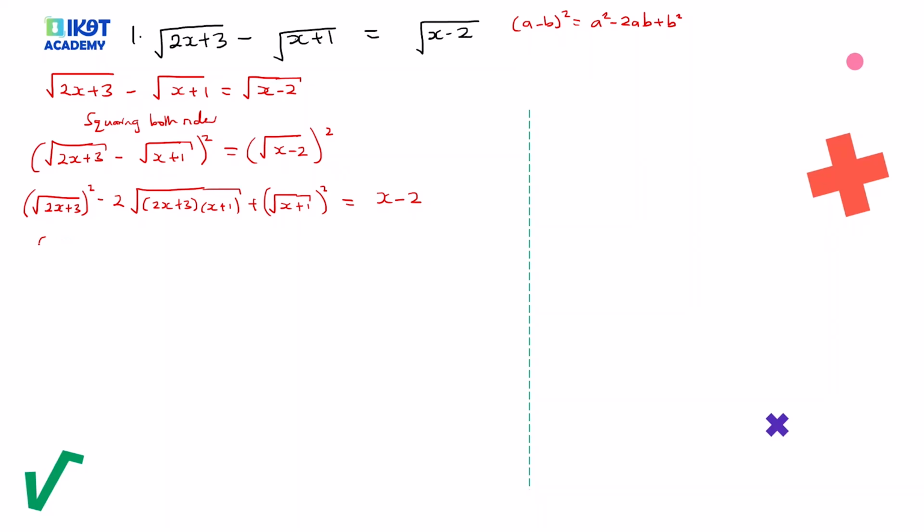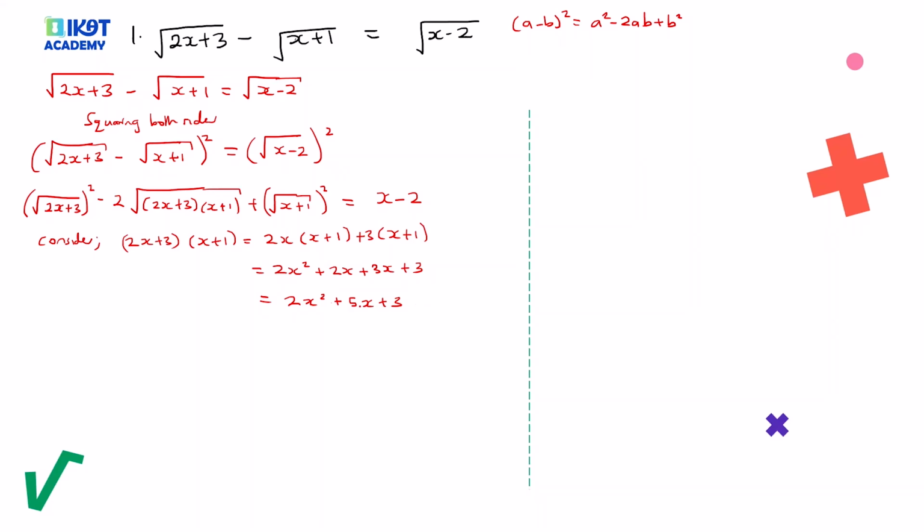So you can now consider 2x plus 3 into x plus 1 so that we can expand it faster. This is going to be 2x into x plus 1 plus 3 into x plus 1. So what do we have? We have 2x squared plus 2x plus 3x plus 3. So here we end up having 2x squared plus 5x plus 3.